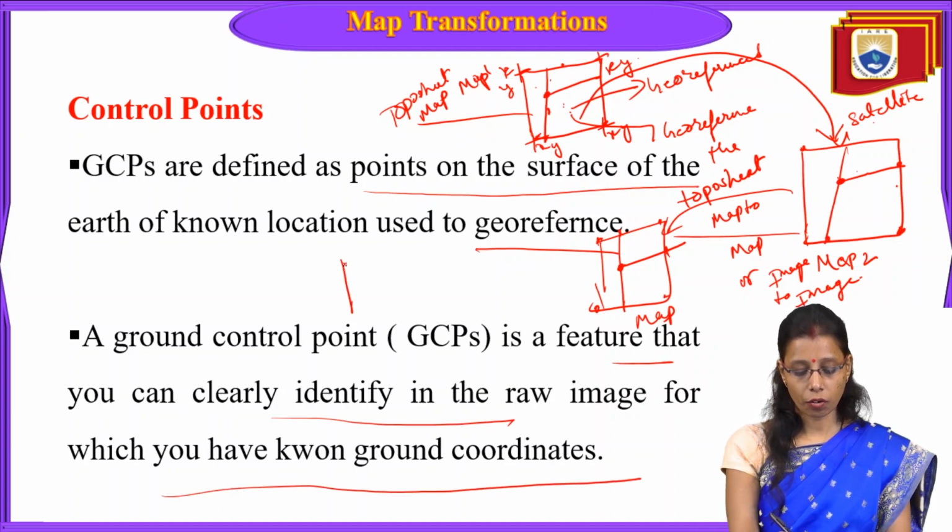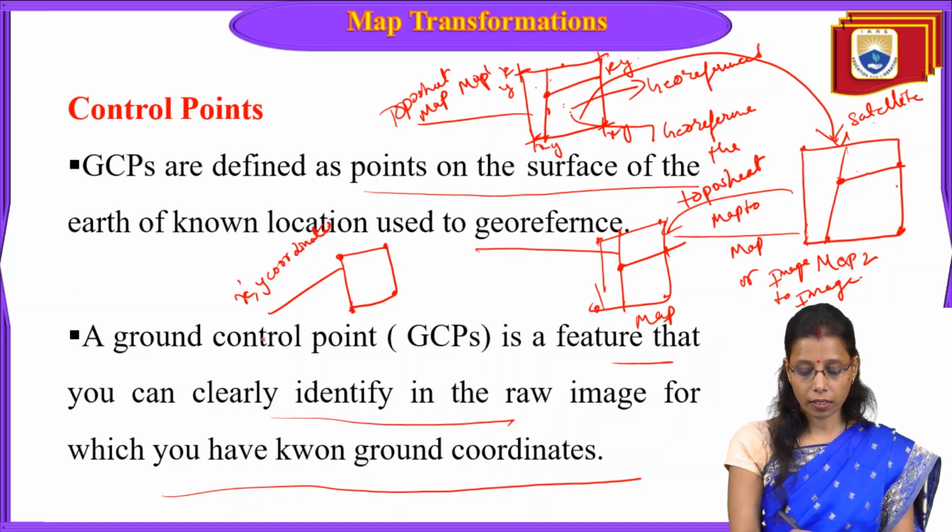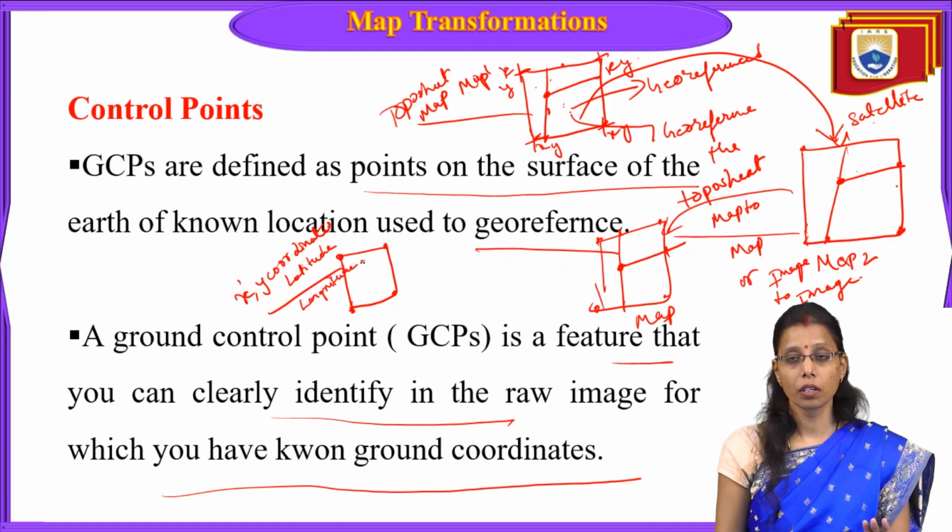So these ground control points can be easily identified. It's like a point. Control points are the points to which we assign x and y coordinates. So these coordinates we have to assign here. The x and y coordinates are latitude and longitude. So we are assigning both latitude and longitude to the map feature. So this is called the GCP.